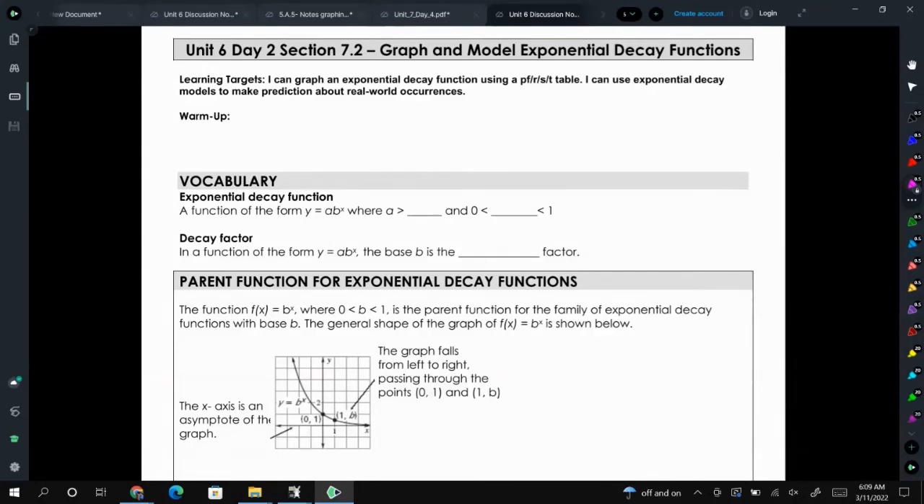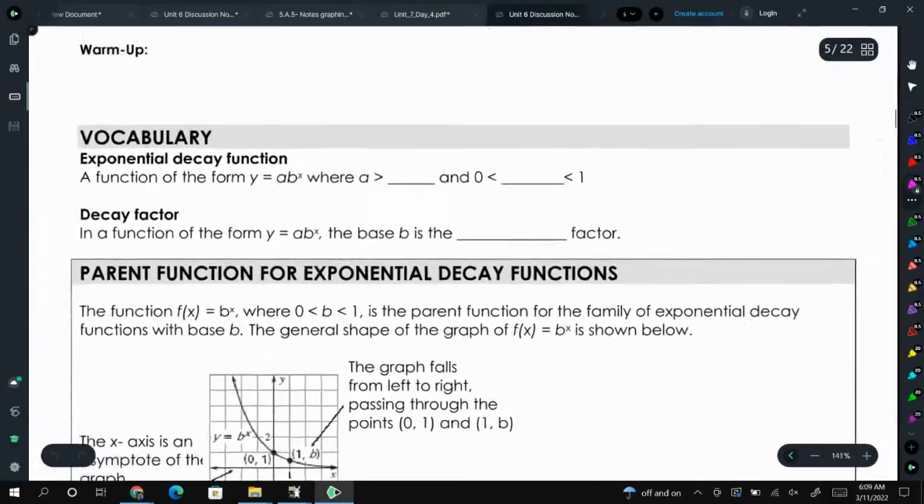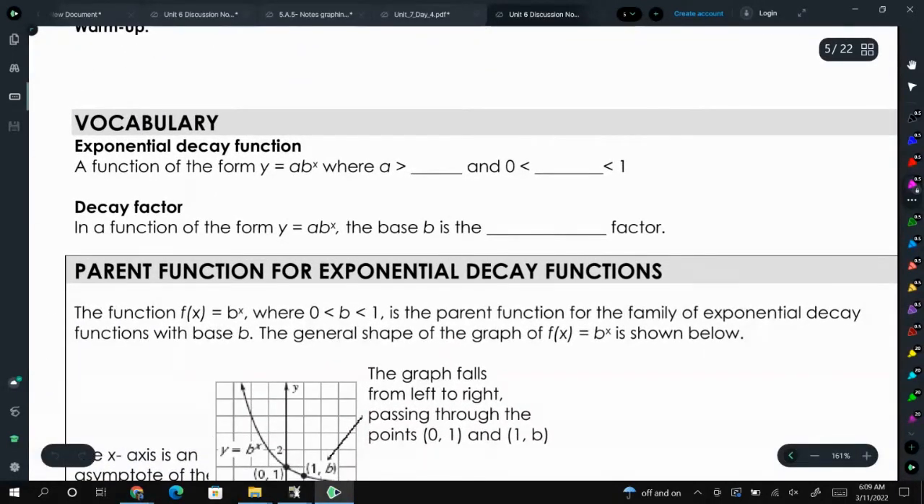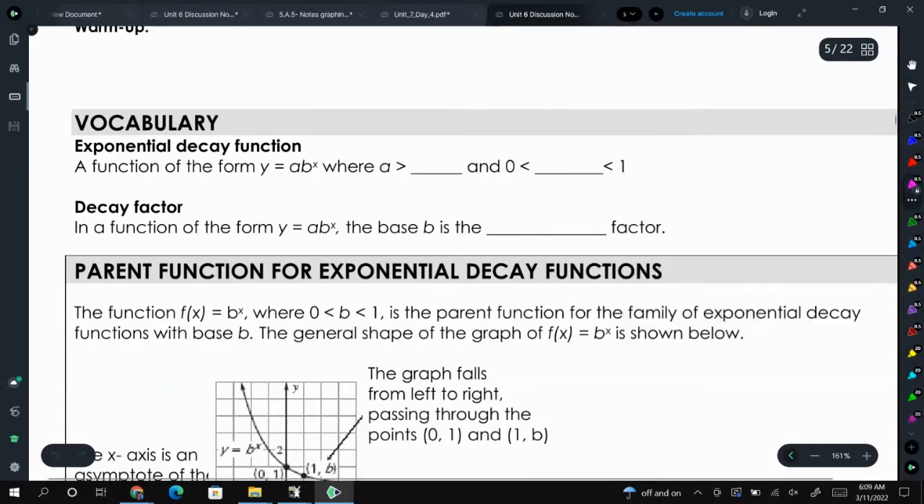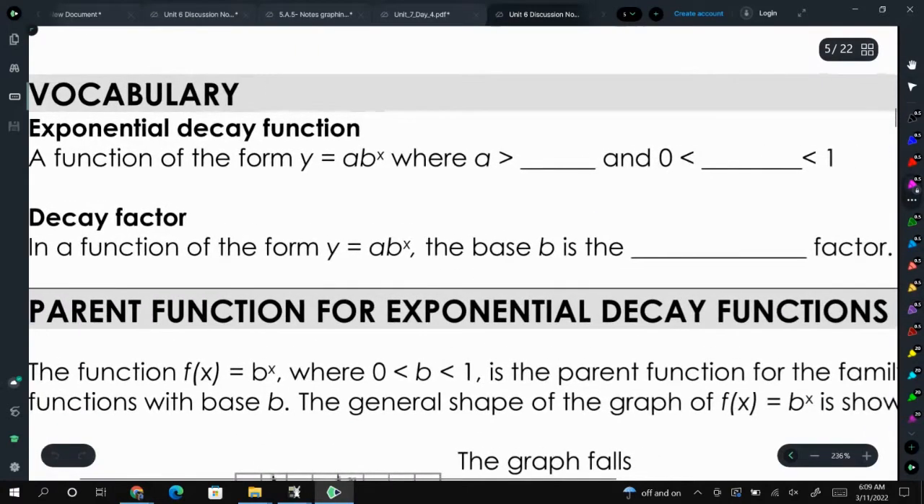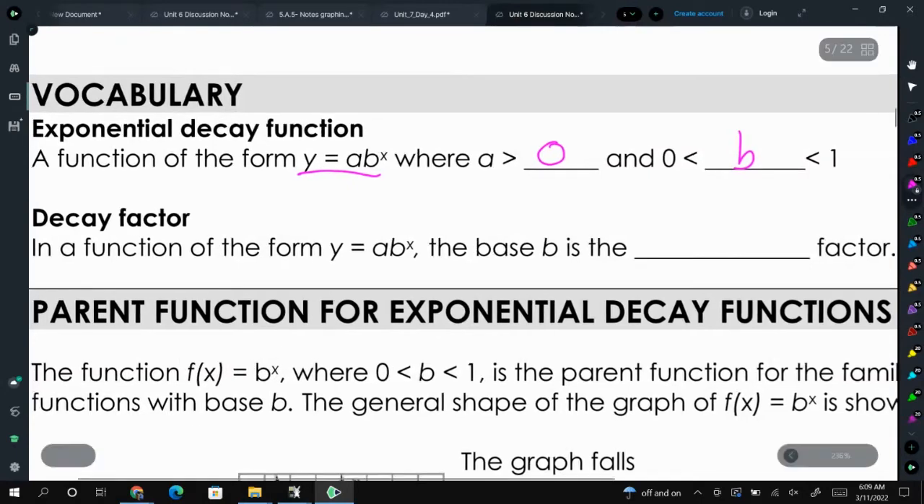Today we're going to talk about exponential decay functions and models. We touched base on this just a tiny bit the other day, but just remember that an exponential decay function still looks like any other exponential function where we have y equals a times b raised to the x power. A is greater than 0, and our b value is between 0 and 1. That's how we know it is a decay model.